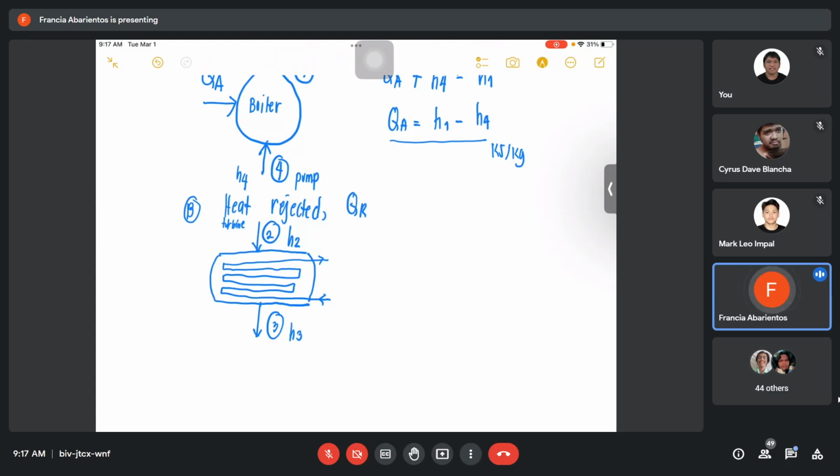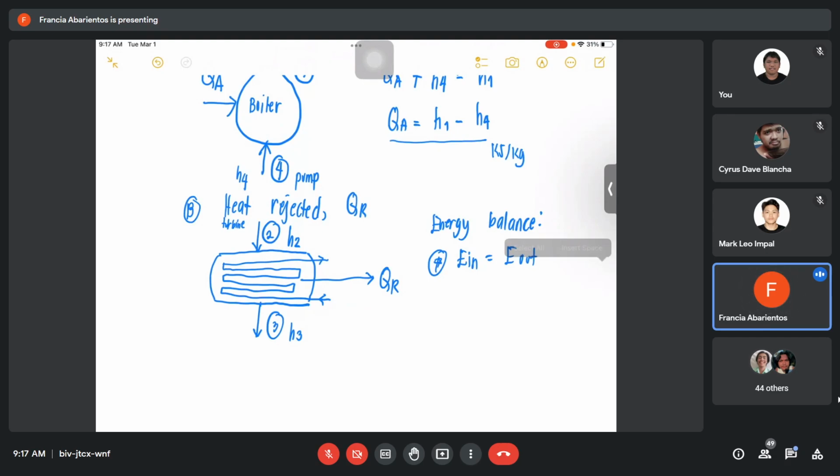We have now the QR, or the rejected heat. Now, the energy balance natin, class: all entering energy is equal to all leaving energy. Ito palagi, class, kahit di mo kailangan isaulo yung formula. If you know how to balance the equation, you can use this.